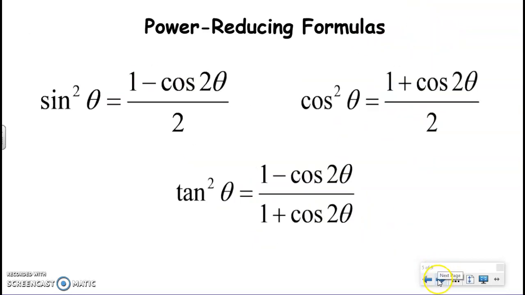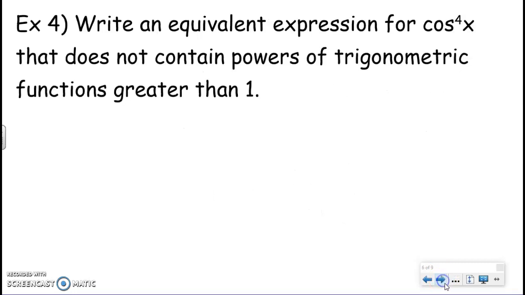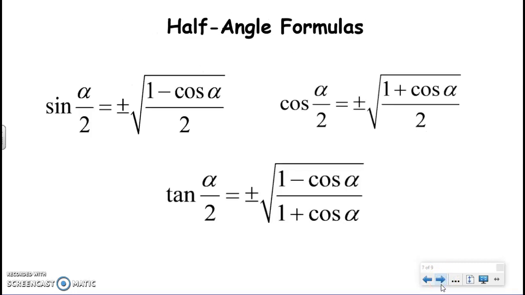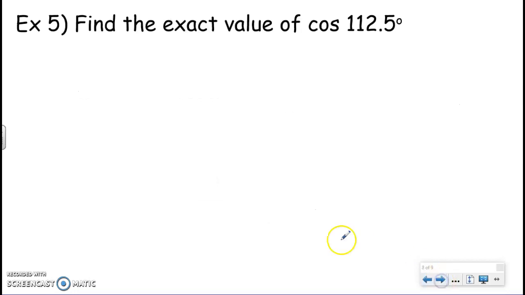Okay, some power reducing. I said I'm going to skip that. I'll come back to it. I'm actually probably not going to do that example today. And we're going to go ahead to the half angle formulas. Again, we're going to give these to you. You do not have to have them memorized, but let's do one problem here.